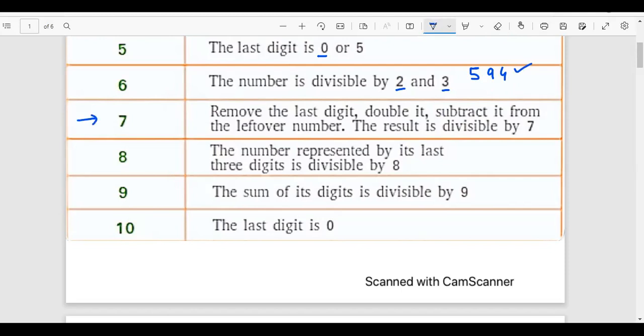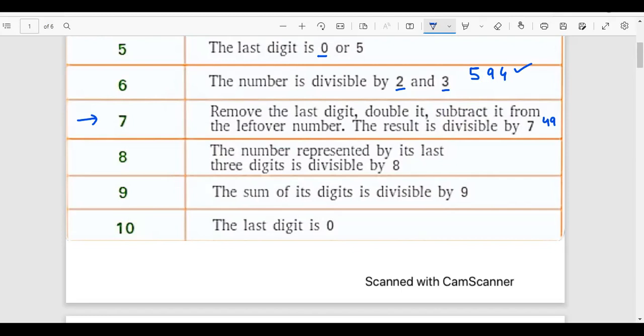Let's talk about 7. Remove the last digit, double it, subtract it from the leftover number. The result is divisible by 7. Now a number would be divisible by 7 if you remove the last digit, you double it, you subtract it from the leftover number, and the result is divisible by 7. So let's say I have a number that is 49. Now I know that 49 is divisible by 7, so I can directly apply this test. Can you try applying it on your own? Give it a try.